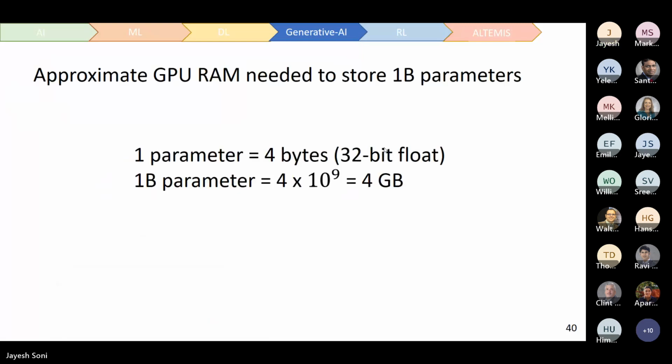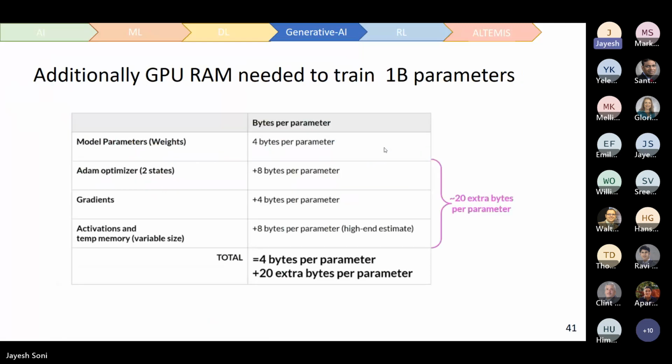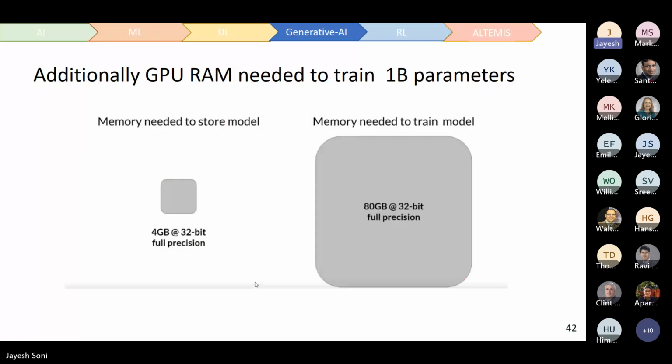What are the challenges? If we need to store a 1 billion parameter model, each parameter takes 4 bytes in memory if we have 32-bit floating point precision. So for 1 billion parameters, we need 4 gigs of memory just to store the weights of the model. Apart from weights, the model has many other things like optimizers, gradients, activations, and some temporary memory. So it goes to 4 times 20, meaning 80 gigs of memory is needed. The memory needed to store a model with 1 billion parameters is 4 gigs, whereas the memory needed to train the model is 80 gigs.